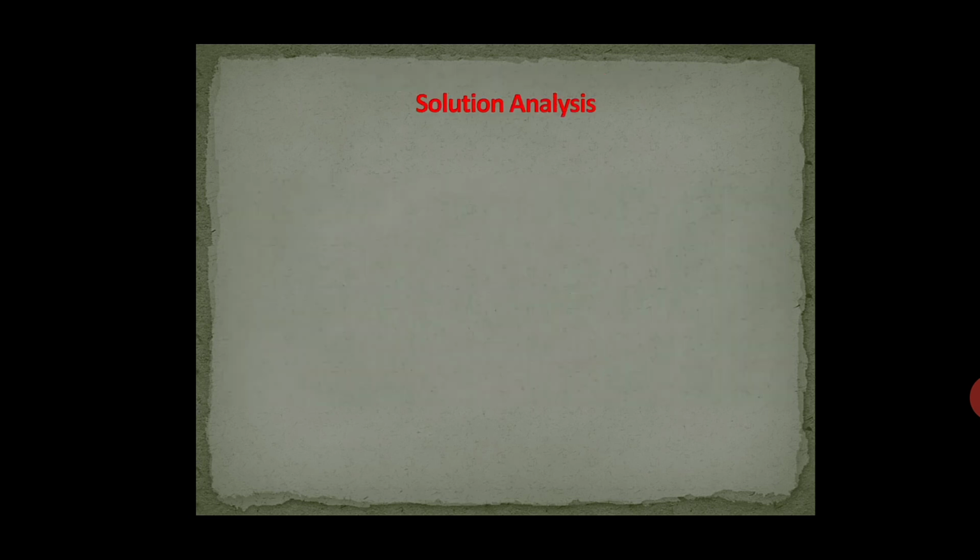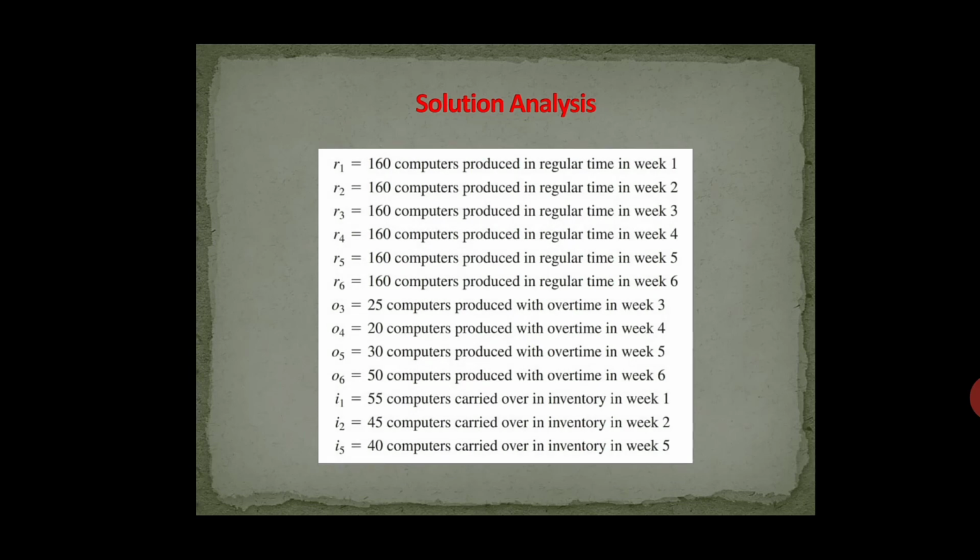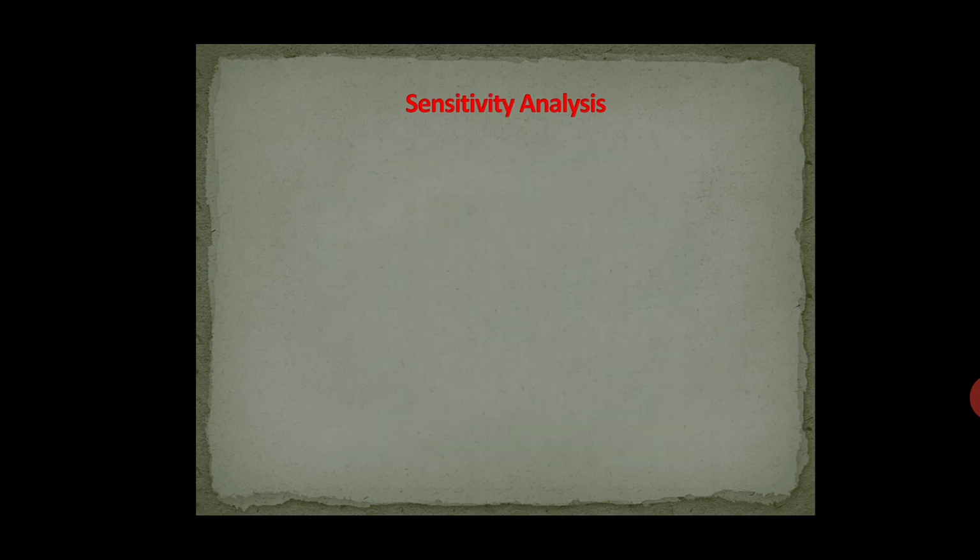So, solution analysis. PM Computers must operate with regular production at full capacity during the entire six-week period. It must also resort to overtime production in weeks 3, 4, 5, and 6 in order to meet heavier order volume in weeks 3 through 6. So next is sensitivity analysis.